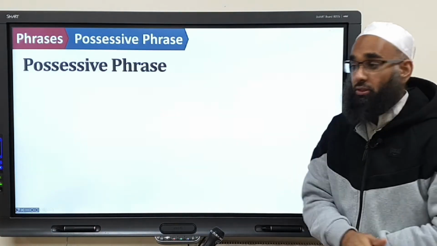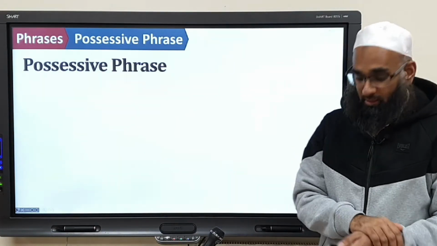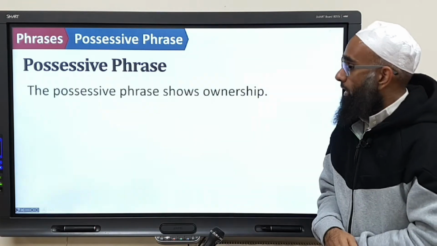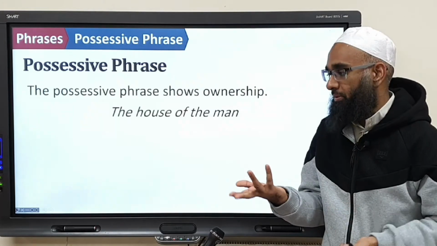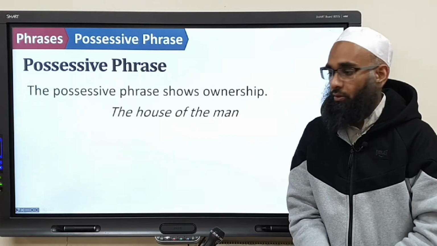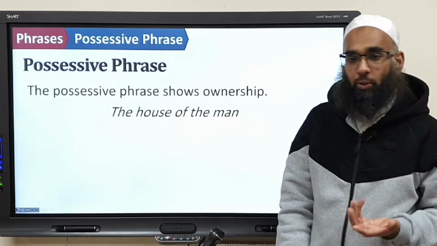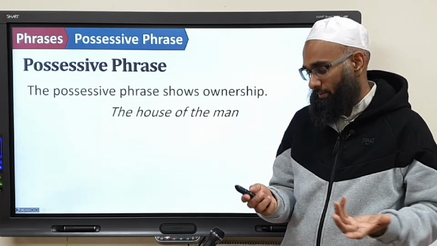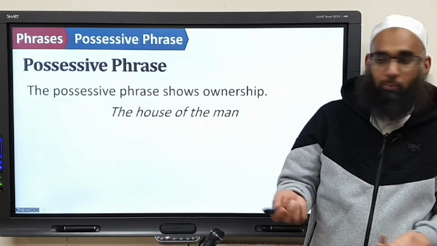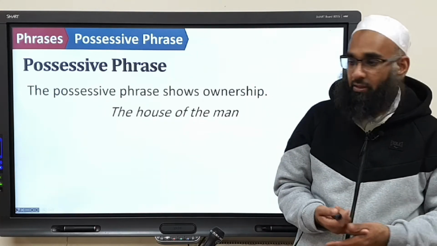Now we're going to something else now. The possessive phrase. What does possessive phrase mean? Something that shows ownership. For example, the house of the man. When you have the house of the man, what does that show? The man owns the house, so it's showing possession and ownership. Yes? Yeah, you understand that? Like my book, your book, his pen, the teacher's pencil.